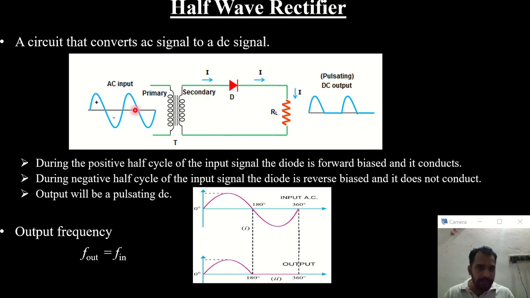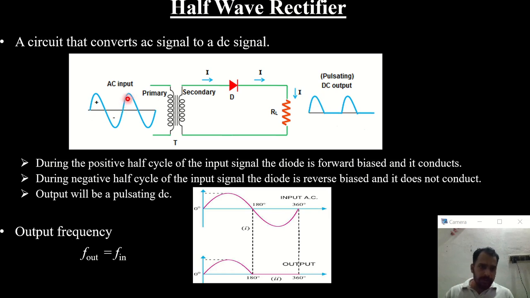Now during the negative half cycle, that is when the cycle reaches here, the diode becomes reverse biased, so the diode does not conduct at all. There is no current flowing through the load resistance RL, so there is no voltage across the load resistance RL. So the voltage is zero during the negative half cycle.